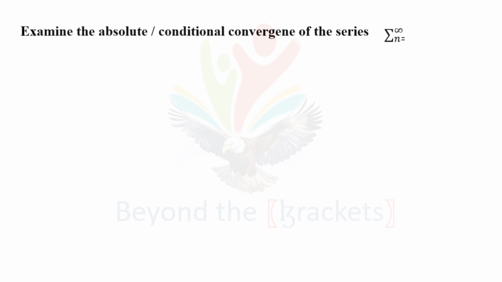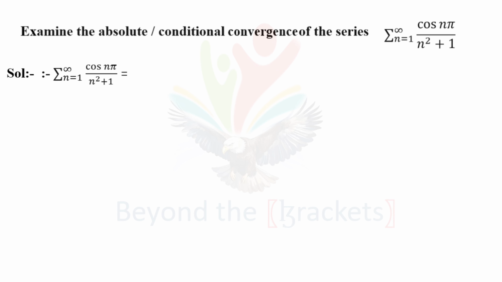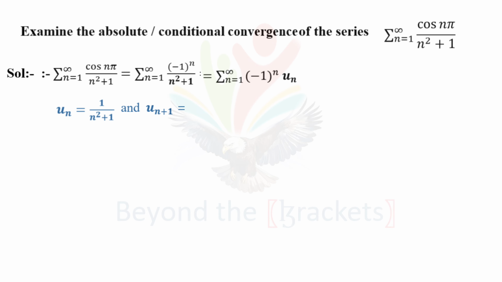Coming to the last question, we are asked to examine the absolute and conditional convergence of the series whose nth term is given. We know that cos n pi is minus 1 power n. So the given series minus 1 power n divided by n square plus 1 is an alternating series, where un will be equal to 1 by n square plus 1. To find the un plus 1th term, replace n with n plus 1. We get 1 by n plus 1 whole square plus 1.